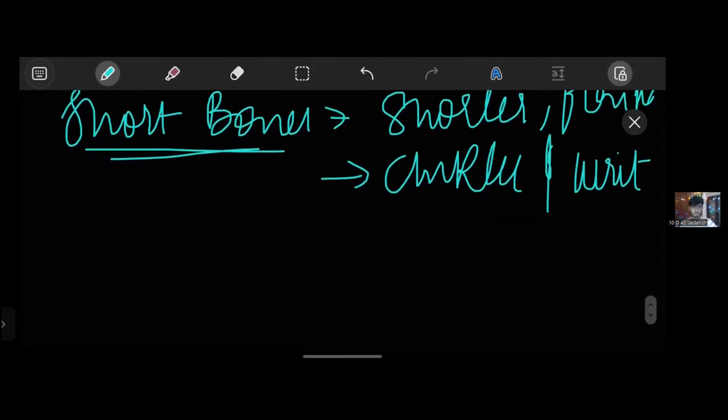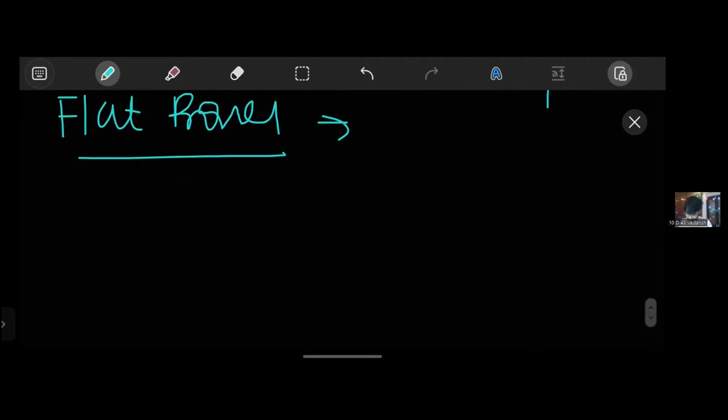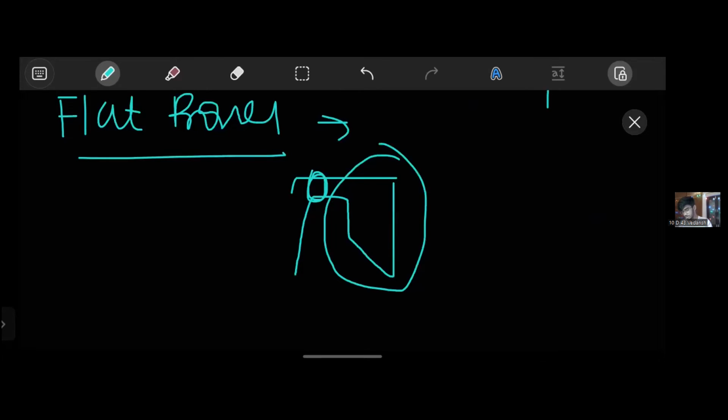Then we have flat bones. There are very few flat bones. For example, your shoulder blade. Yes, the shoulder blade is a bone. So it looks like this. This is your shoulder. This is your shoulder blade. Then another one over here, like this. It looks somewhat like this. Okay, this is a shoulder blade.